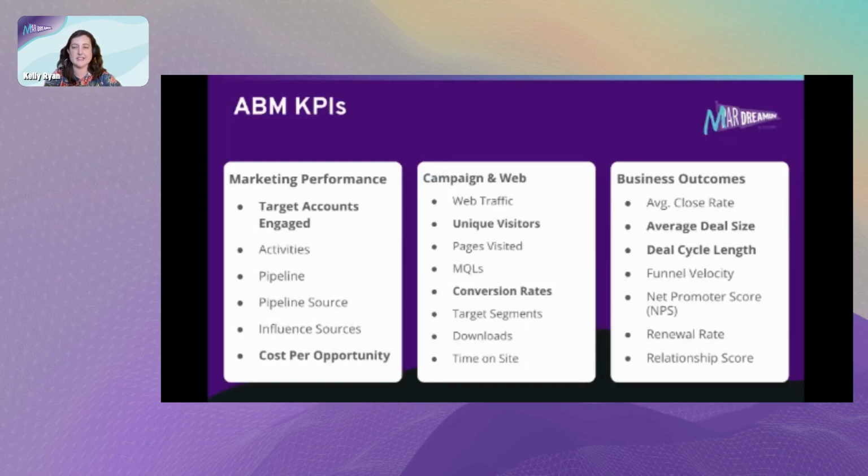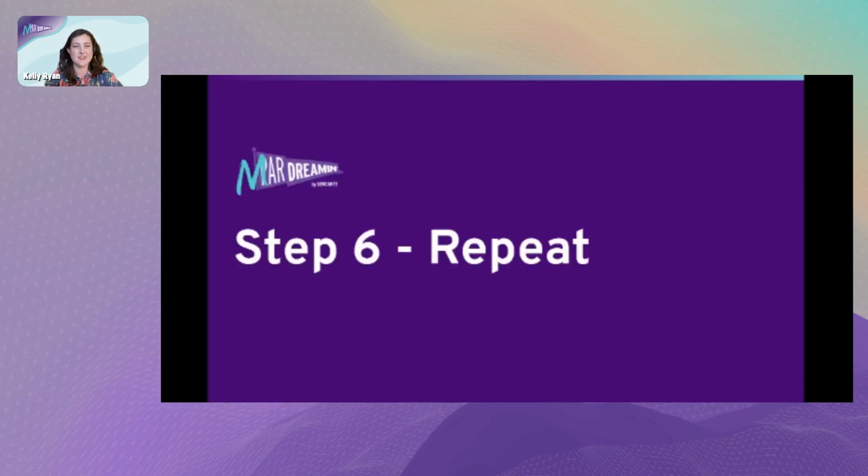Here are some ABM KPIs that I find are pretty prevalent in the ABM world. I highlighted some that are much different than probably your general lead generation cycles. So we're looking at target accounts engaged. That would be those email opens, phones picked up, going to the website. Cost per opportunity, is that reduced or is that now more expensive with ABM? Campaign and web unique visitors to the website, that's going to be helpful to see who our buying groups are and if we're targeting the right people. Conversion rates, and then average deal size and length. So we want to see that the deal size is increasing while the deal cycle is decreasing. More money, less time.